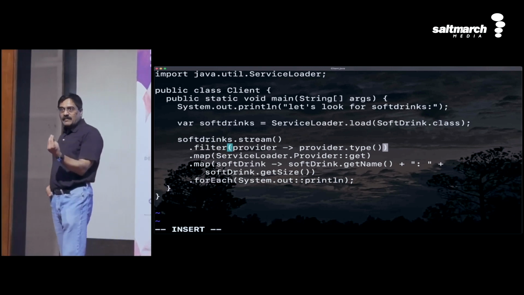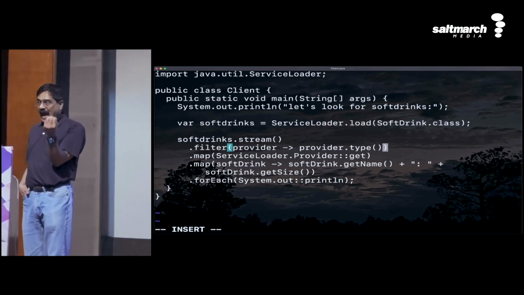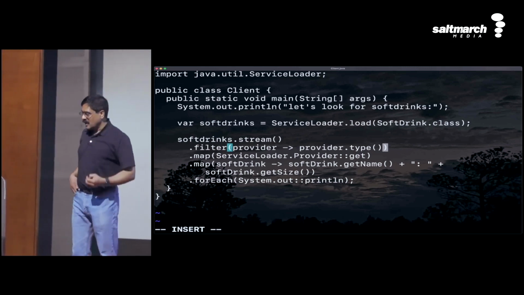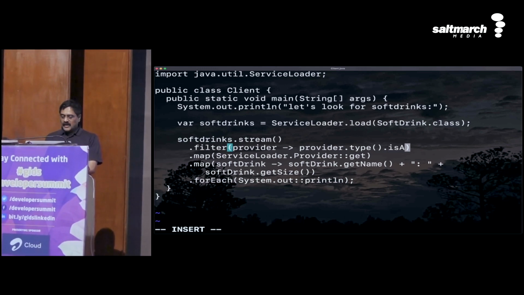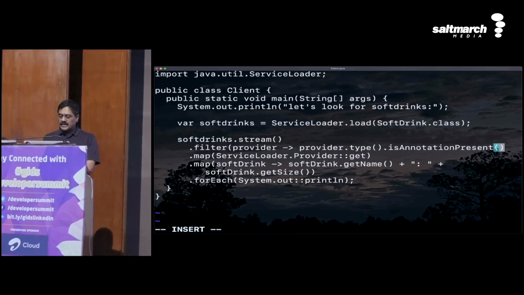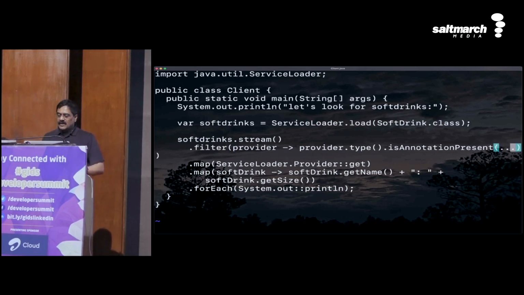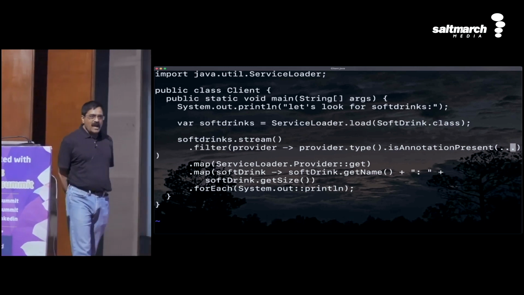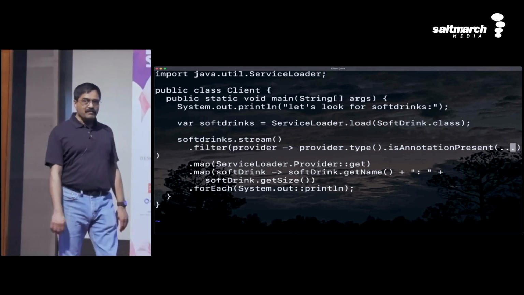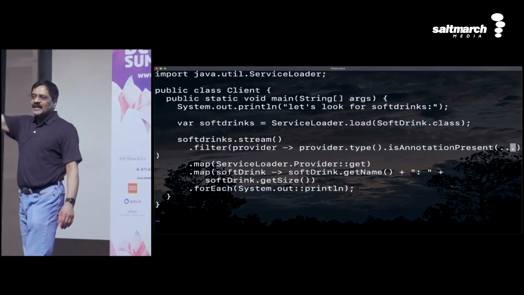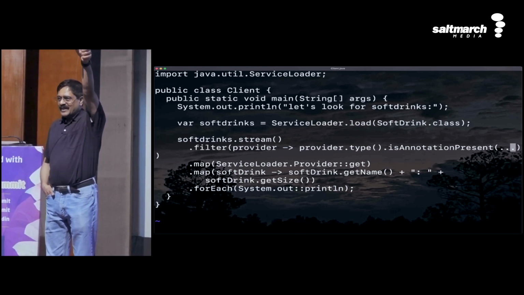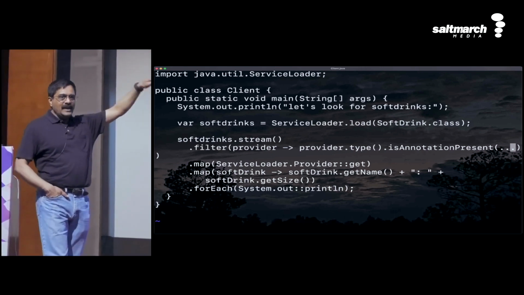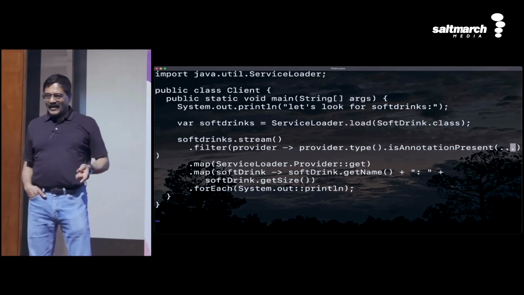So what is the type of the provider? It is the actual class that you're going to work with. And then you can say, for example, dot is annotation present. And you can then say what kind of annotation you are expecting. So maybe, I haven't done this in this example, but maybe I will annotate all my diet products with a @LowCalorie. So then here I can say, only give me low calorie products, not anything else.